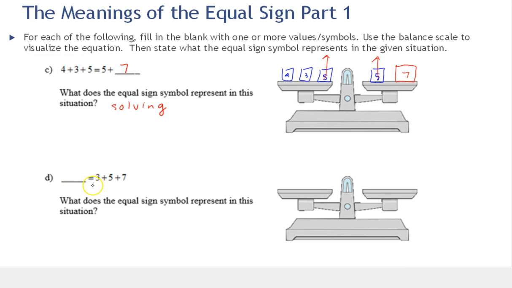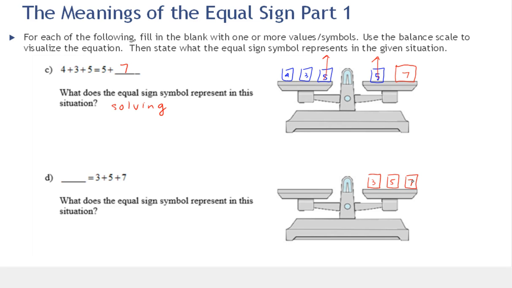Now this one might seem weird. You might not like this. Okay, I don't really like it either, because we have a blank spot and then adding all these things, but it's on the other side of the equal sign. What does that even mean? So I'll put the 3, 5, and 7 here.